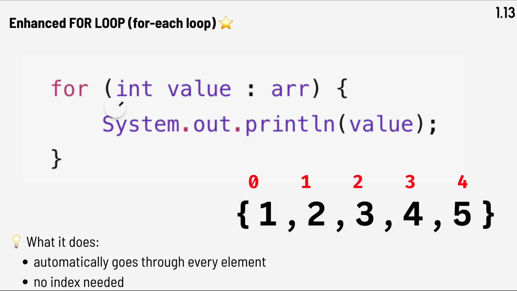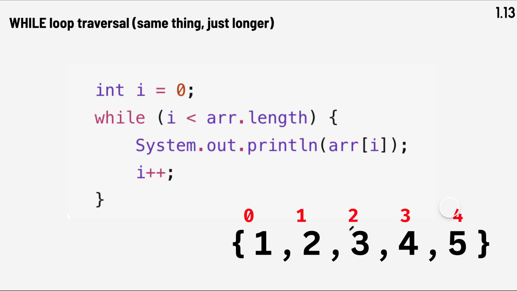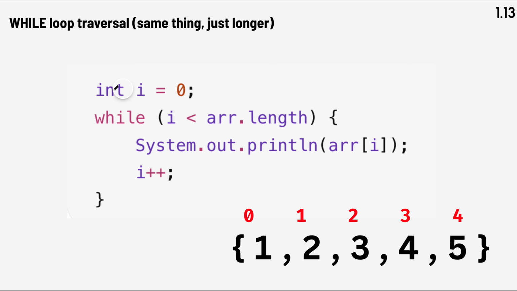We can also use a for-each loop over here, int i, so basically int value of r, so each element of r is going to get printed. It just keeps going from here to here to here to here. Next is a while loop, and that's basically you're incrementing over here. It's uncommon, but it's really easy once you know how the loops work.